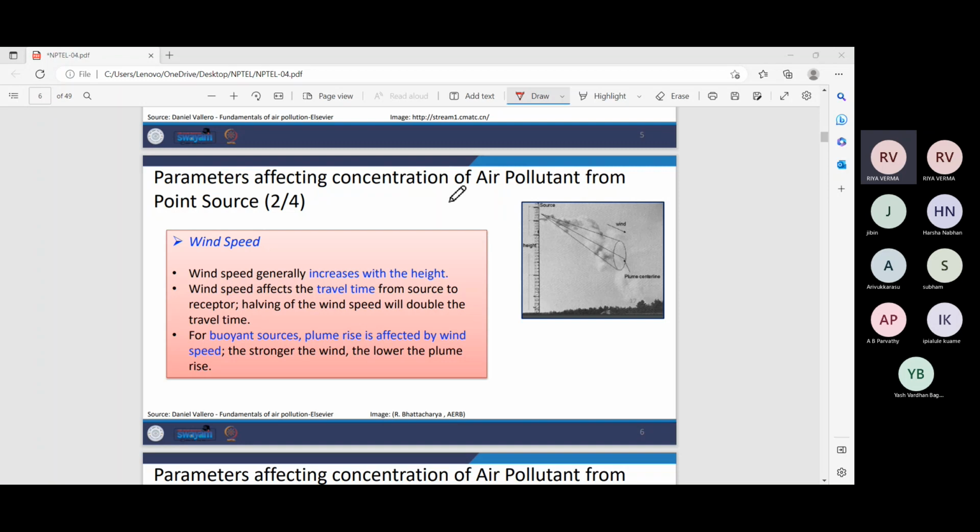Basically, for example, if the wind speed is twice, then the travel time will be half. So the wind speed is inversely proportional to the travel time of the pollutant from the source to the receptor. And for buoyant sources, which are moving upwards, the plume rise will be affected by the wind speed.